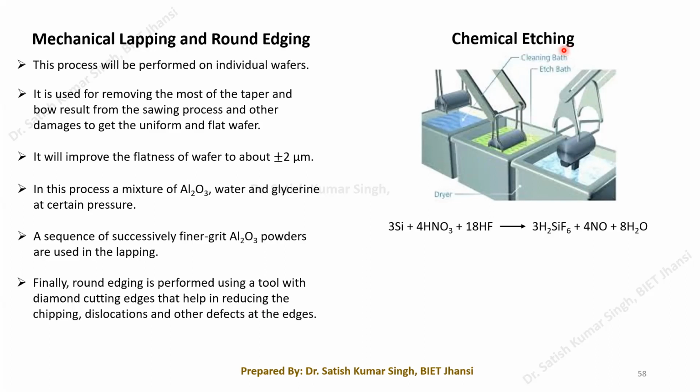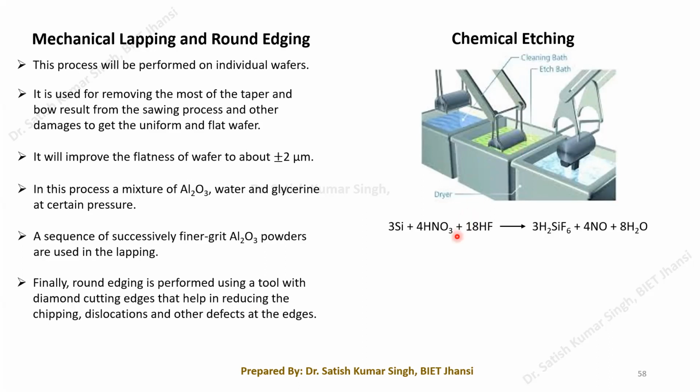So you can see in this picture, this is done as batch processing. We take lots of wafers and place them in a cassette. This is called a cassette. Within the cassette we place a large number of wafers, and then these wafers are immersed into a chemical solution. It is already known what kind of chemical solution should be used so that a particular etch rate can be obtained.